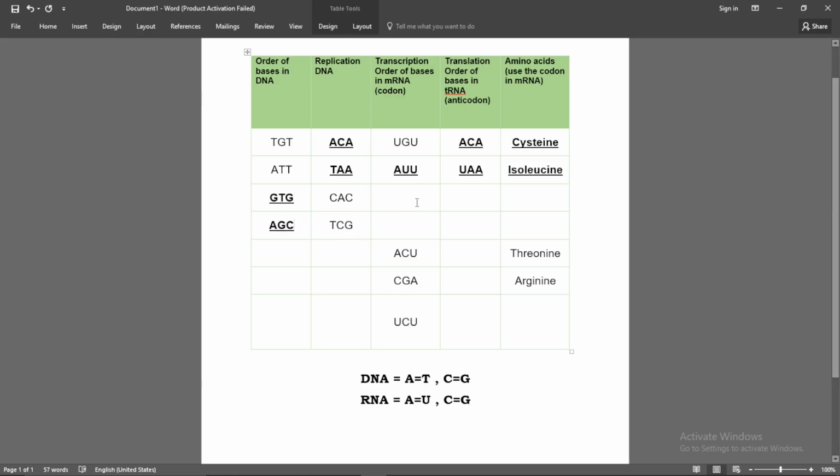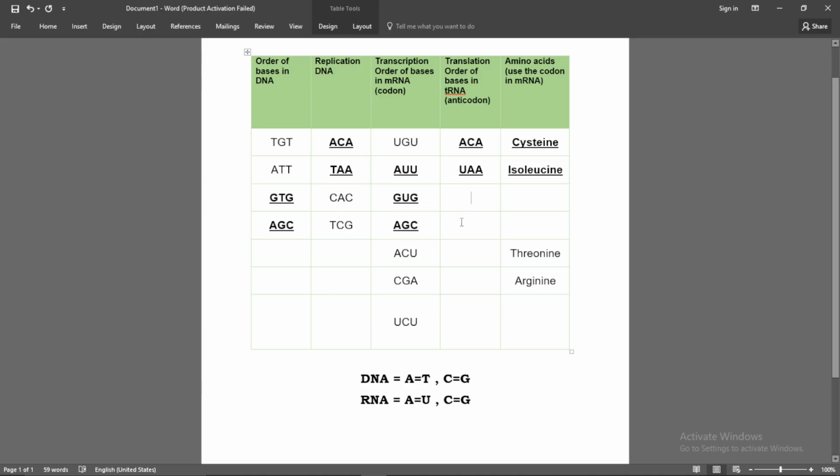Now next, the codon. We'll be basing it off again from the DNA to RNA conversion. Keep in mind the substitution. So C corresponds to G, A corresponds to U, C corresponds to G, and so on. With this one, T corresponds to A, T corresponds to A, and G corresponds to C.